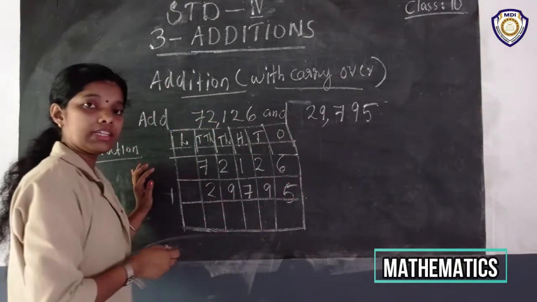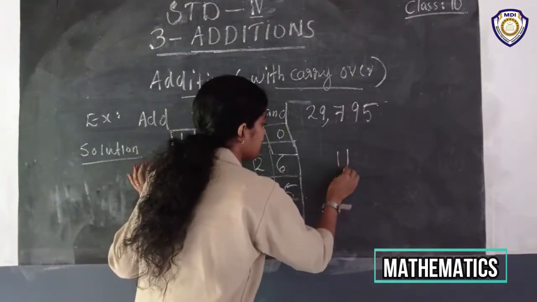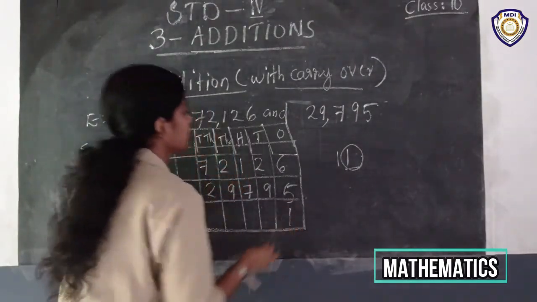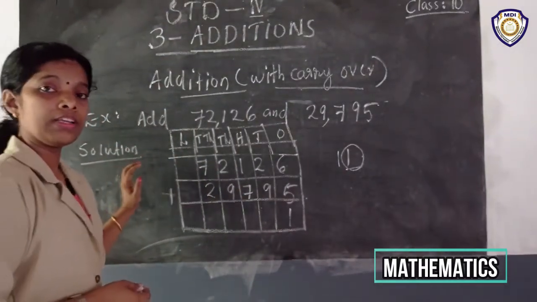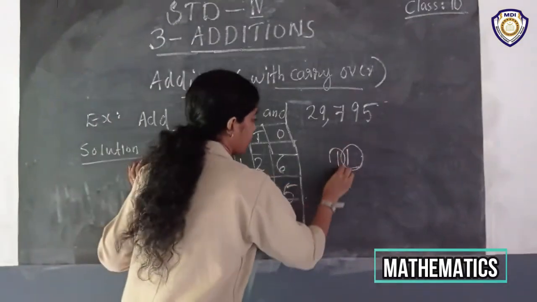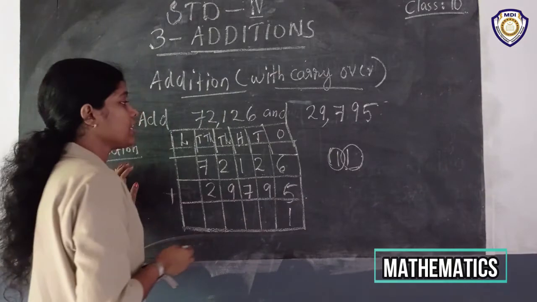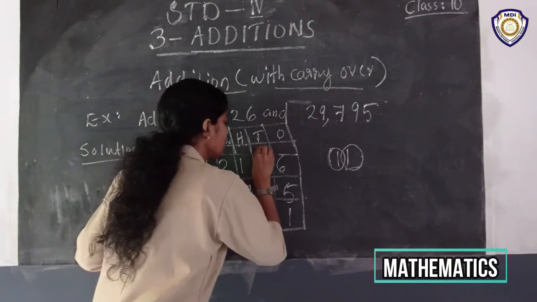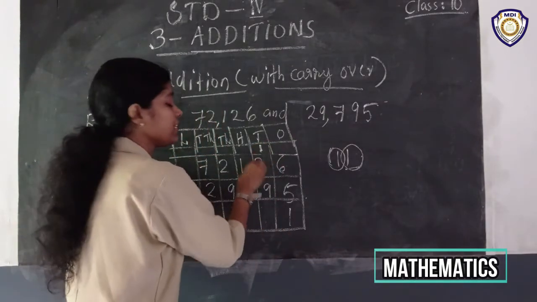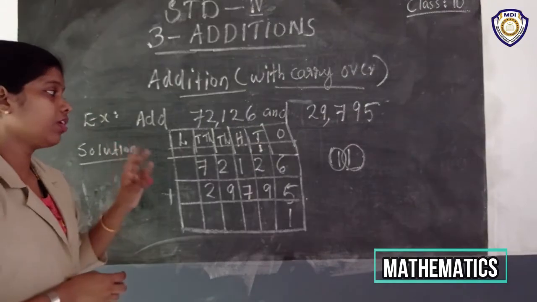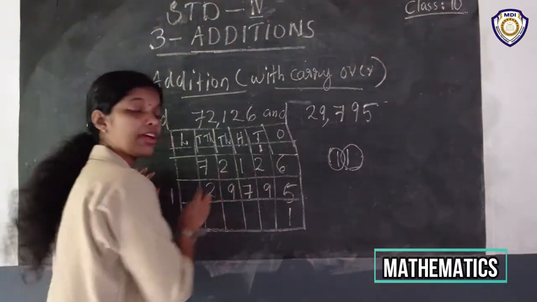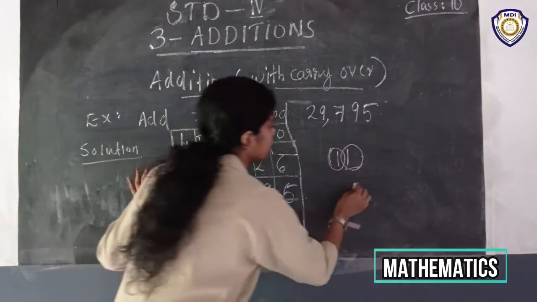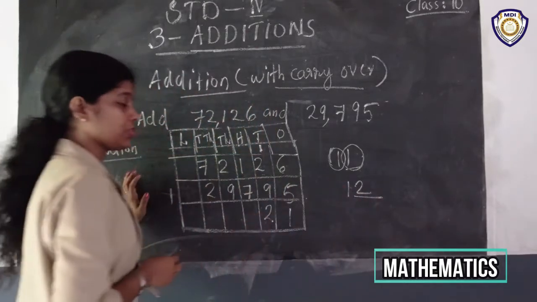6 plus 5, answer is 11. Write 1 in the ones place and this 1 is carried to the tens place. Here 1 plus 2, 3. Then 3 plus 9, 12. Write 2 here.